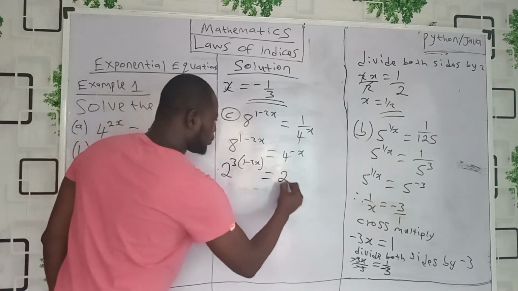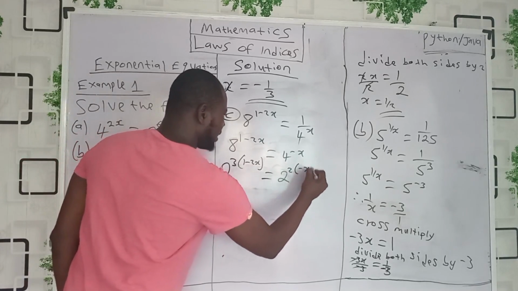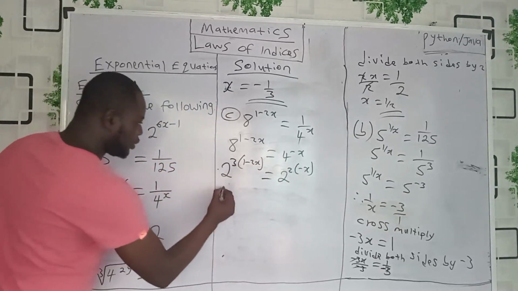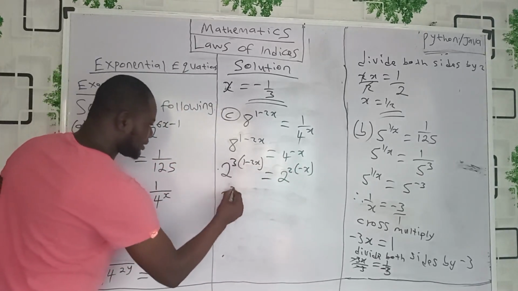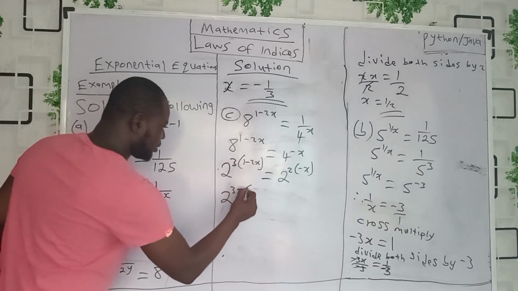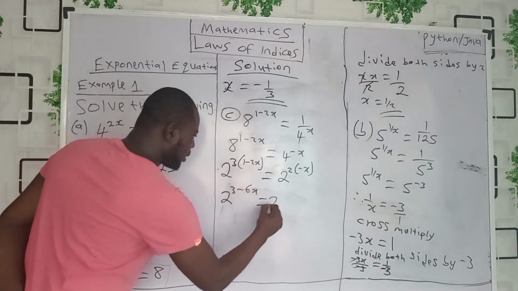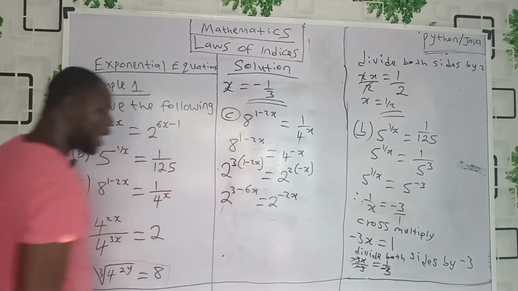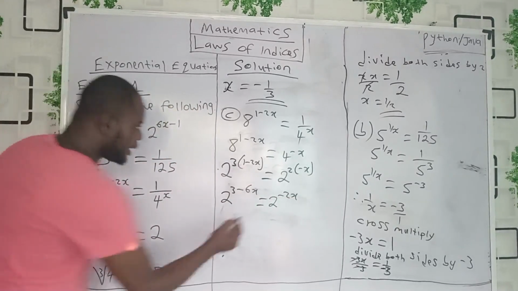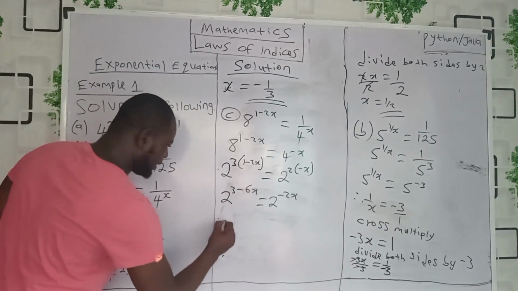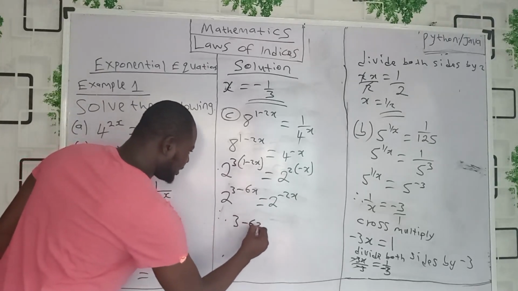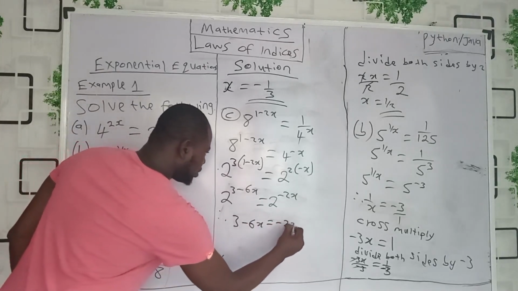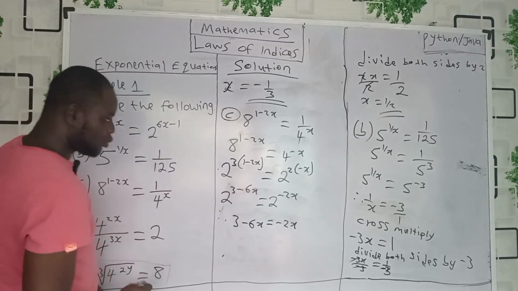Equal to what? 2 to power 2 into bracket minus x. Don't forget, okay? Then what do you have? 2 to power 3 times 1, that's 3. Minus 3 times 2x, that's minus 6x, equal to 2 to power minus 2x. Wow, that's beautiful. Now, the bases are equal as usual. What does that mean? Therefore, 3 minus 6x equal to minus 2x. Very beautiful. What can I do?